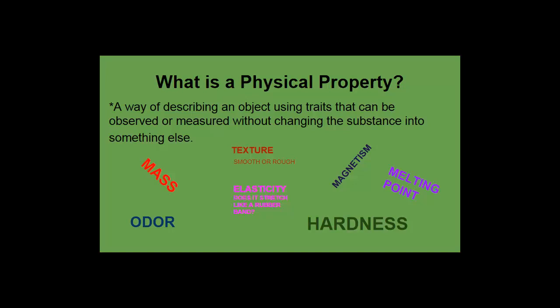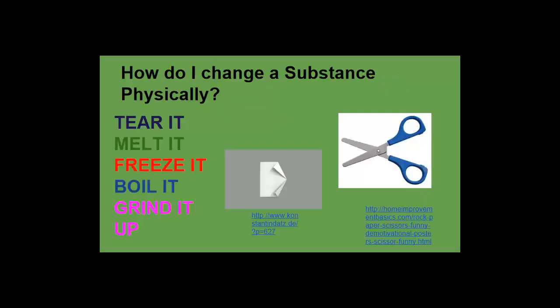The elasticity, does it stretch like a rubber band? Magnetism, can it attract if a magnet is put nearby? The melting point, when it goes from a solid to a liquid, and its hardness. A physical change is when we change the way a substance looks, but not the way it is made.